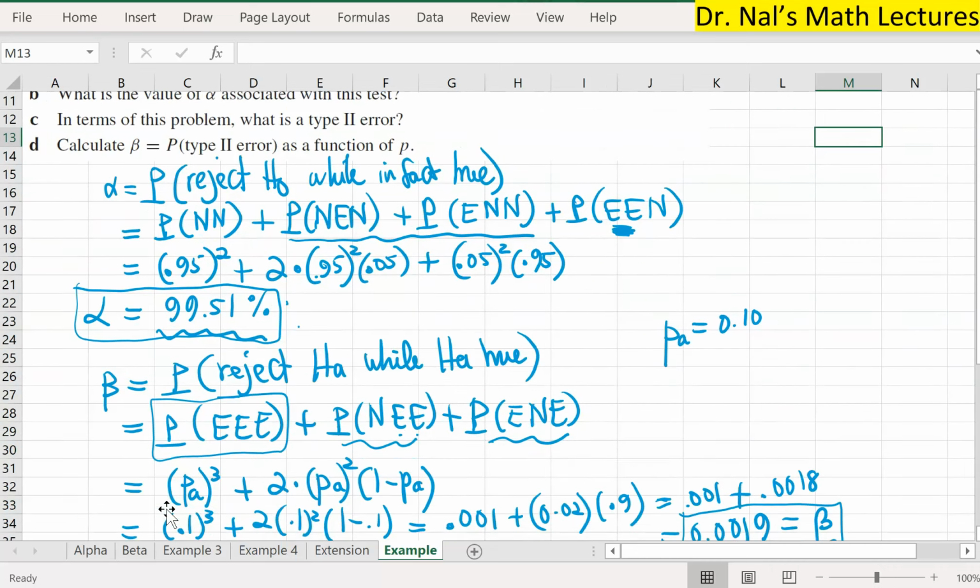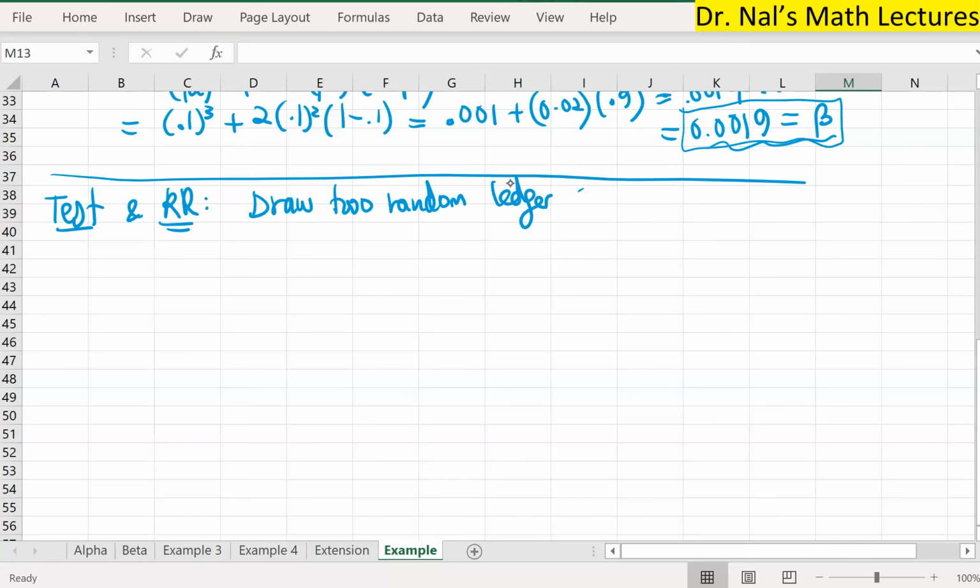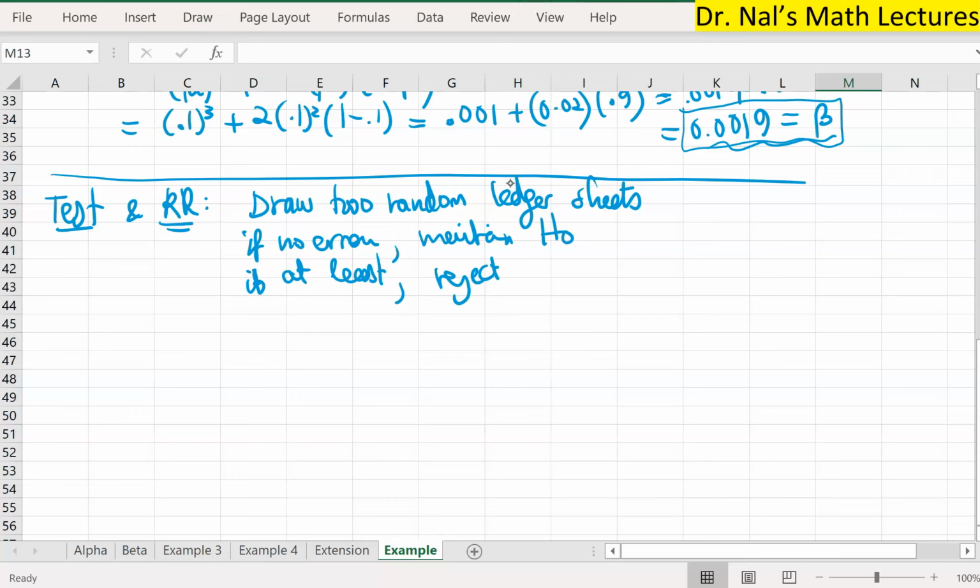Let me quickly show you that. The new test statistic, the test, and the rejection region are the following. Our new algorithm says draw 2 random ledger sheets, and if no error, maintain H0. If at least one error or both error, then reject H0.